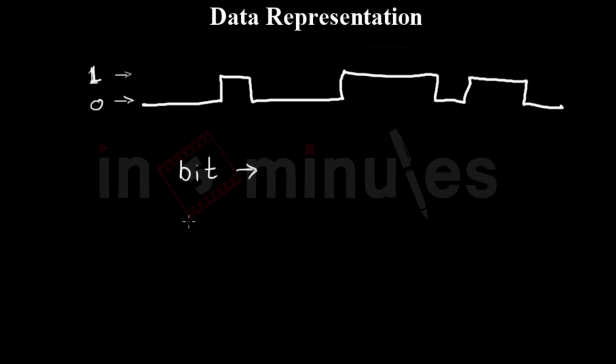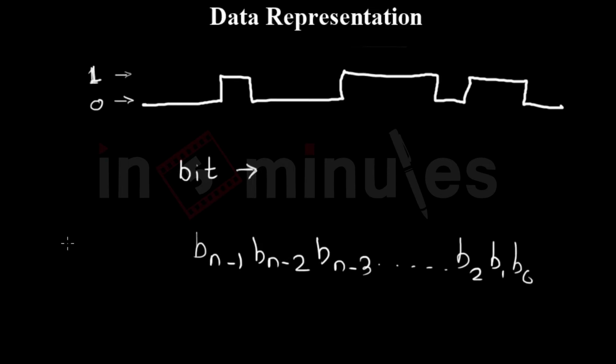So any kind of information we want to have inside a computer is represented by a sequence of such bits. Maybe a sequence of such bits can be given as bn-1, bn-2, bn-3. These are all single bits. It can go up to b2, b1, b0. So this is an n-bit vector, and it can represent any kind of information that we want. It can be a character code, a string code, an integer or a floating point number, depending on the format we are having.